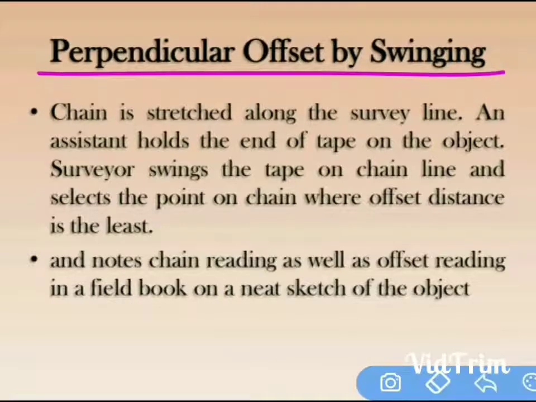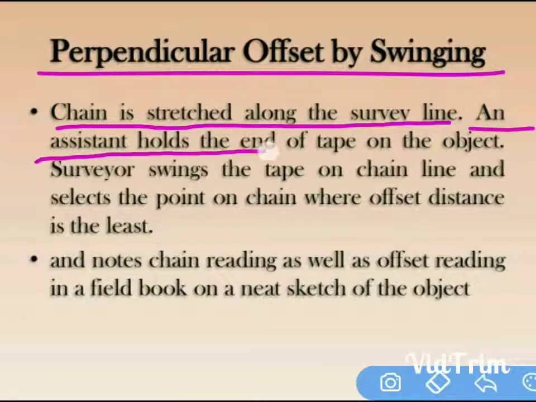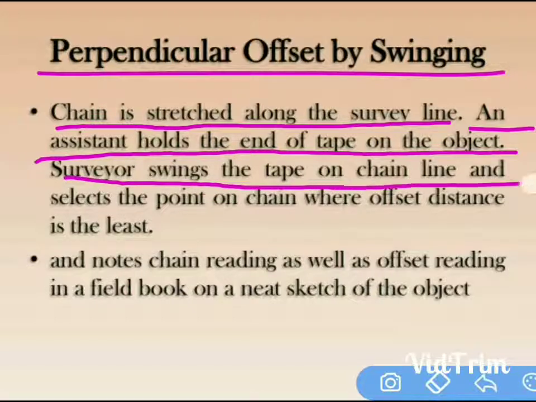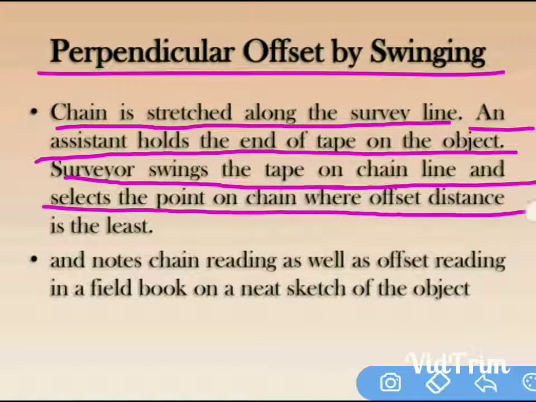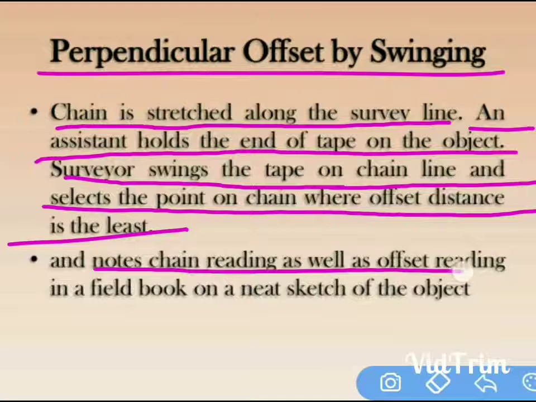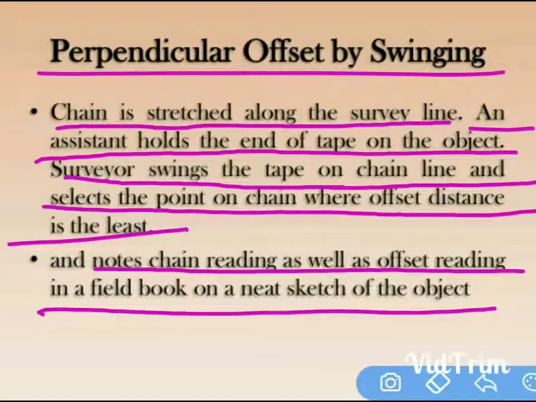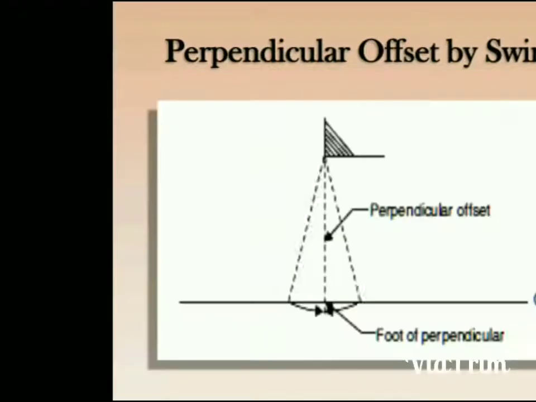Perpendicular offset by swinging. See here, the chain is stretched along the survey line. An assistant holds the end of the tape on the object. The surveyor swings the tape on the chain line and selects the point on the chain where the offset distance is the least. Simple. We are swinging the tape. Where we get the least value, there we consider that as the offset, and note the chain readings as well as offset readings in the field book, with a neat sketch of the object. Clear?